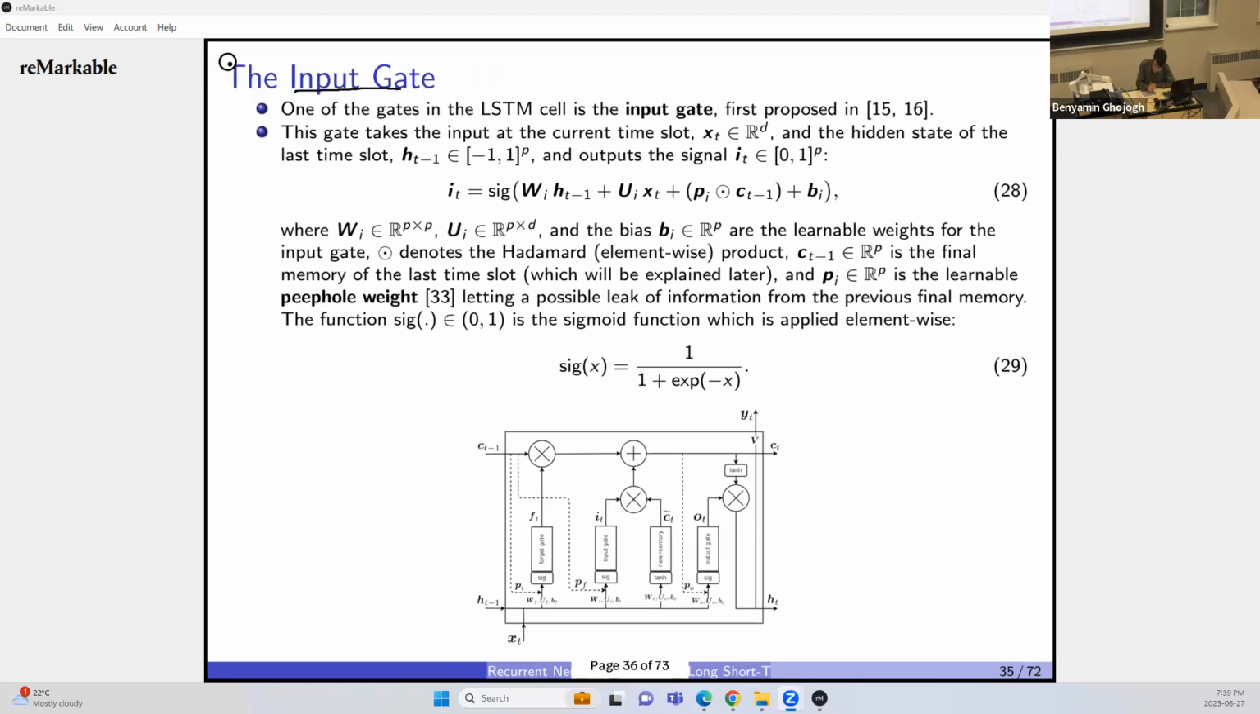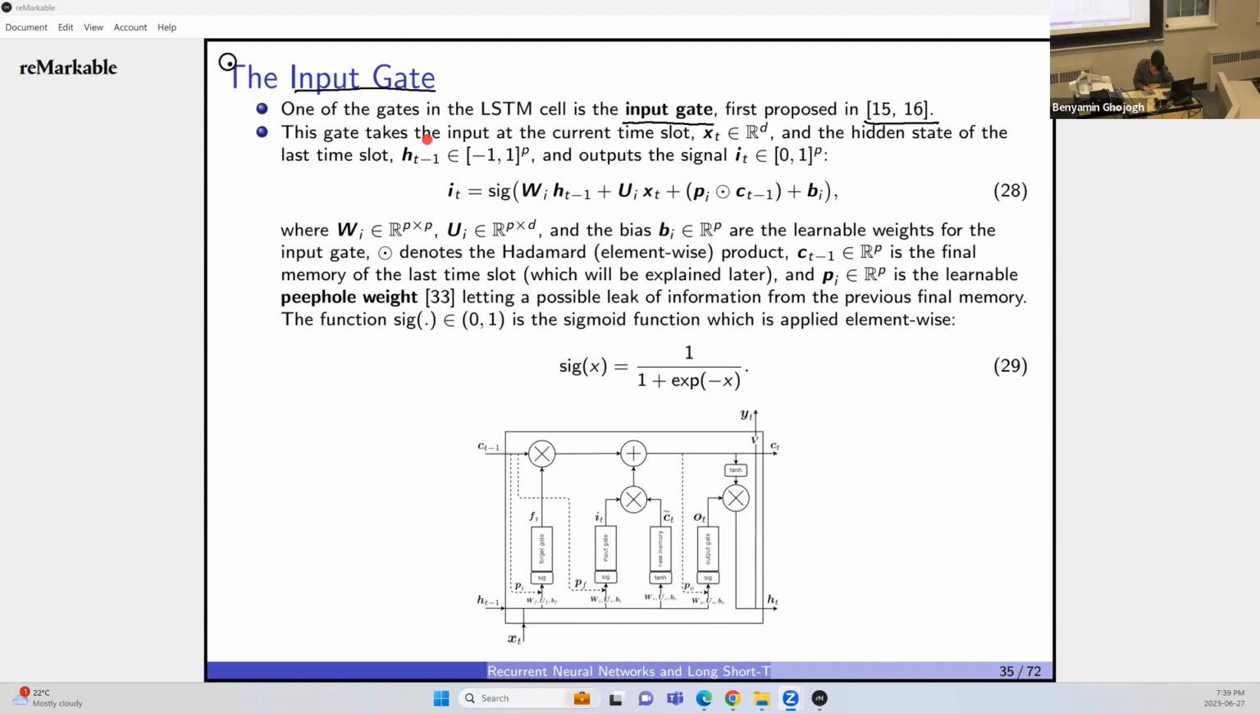Let's talk about input gates. One of the gates in the LSTM cell is the input gate. By the way, the gates were proposed in different papers. So the LSTM cell was improved gradually. It was proposed in references 15 and 16, I think the original papers of LSTM.